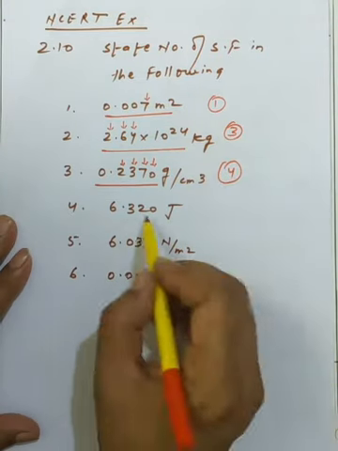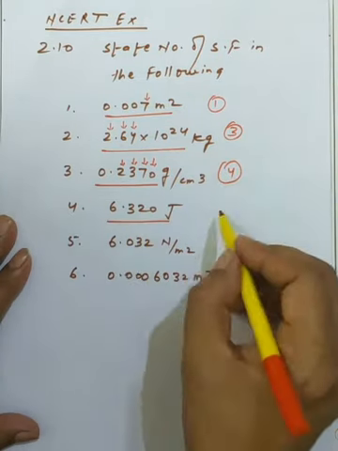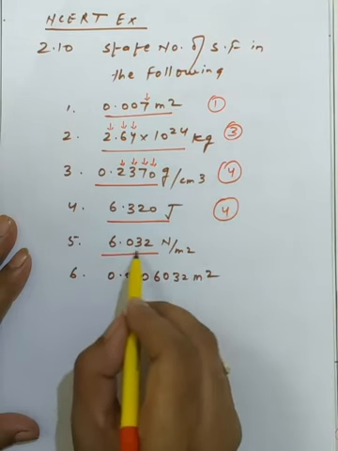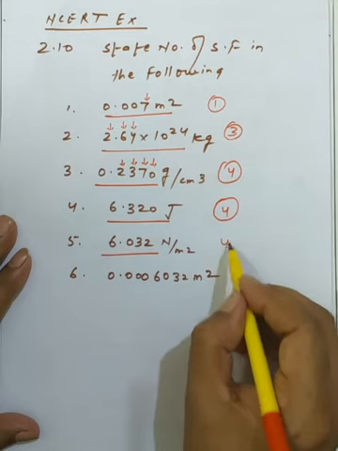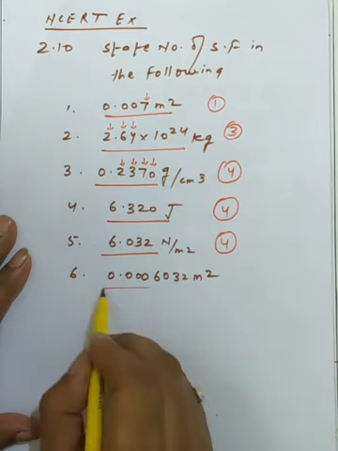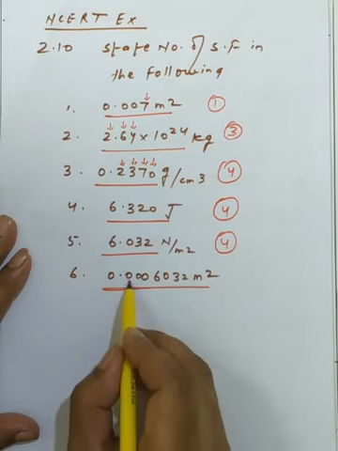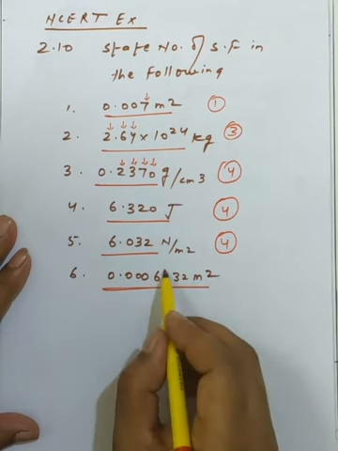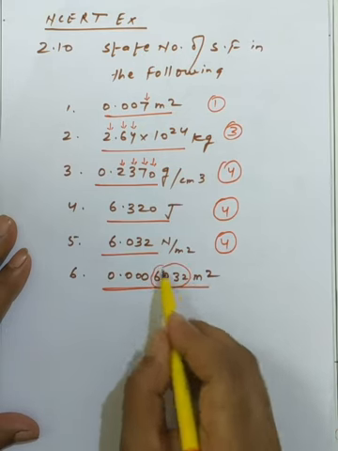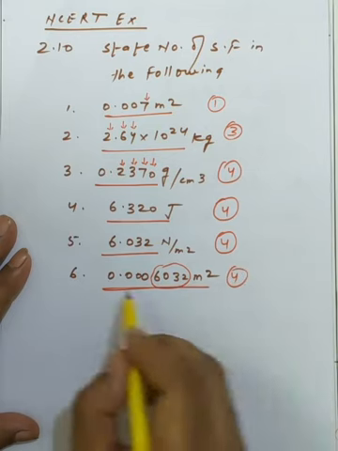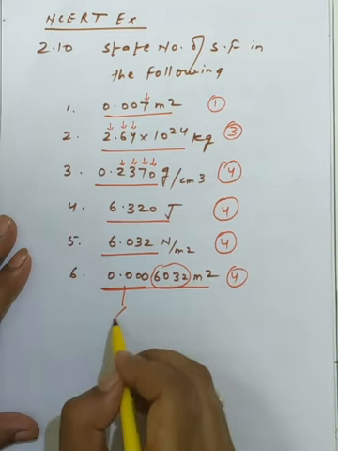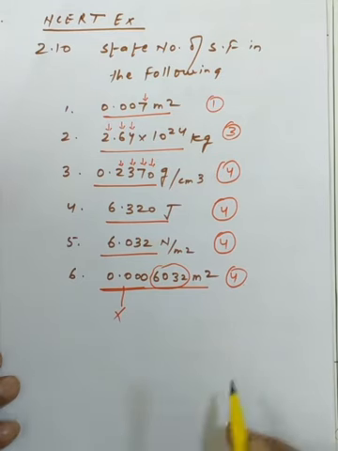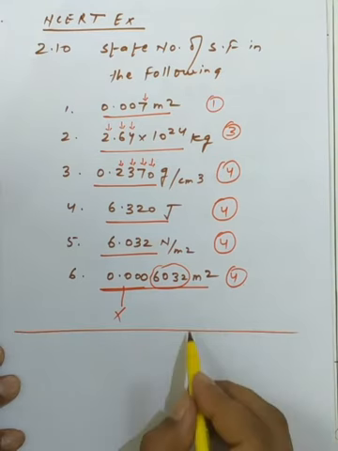Now we are talking about 6.320. How many SF? The number of SF is 4. Now 6.032. How many SF? The number of SF is 4. Now we have the number 0.000632. How many SF? Only the countable part counts, so these are 4, and the leading zeros don't have any role in the SF. So this is the simplest exercise, dear students, regarding SF.